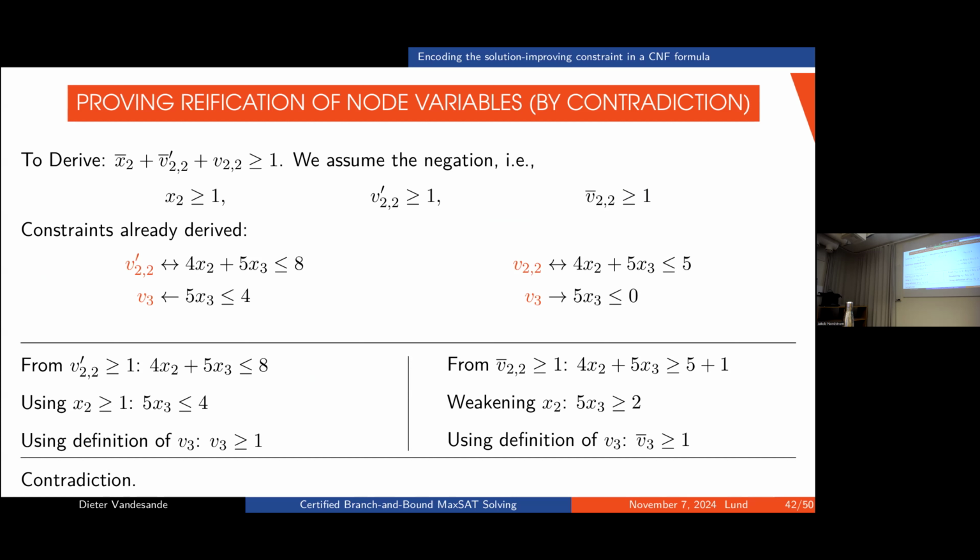Oh, I forgot. For the V without the prime, the right-hand side gets larger because we add this big M, which is all the coefficients added up. So it's 4 plus 5, which is 9, so it's greater than or equal to 1.